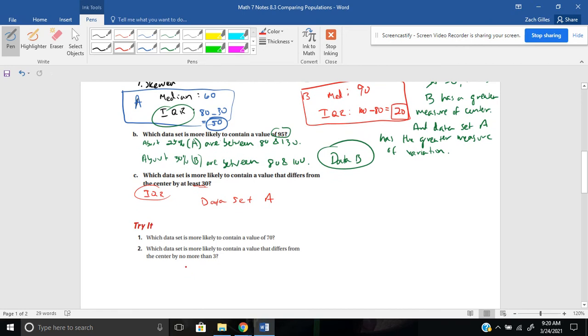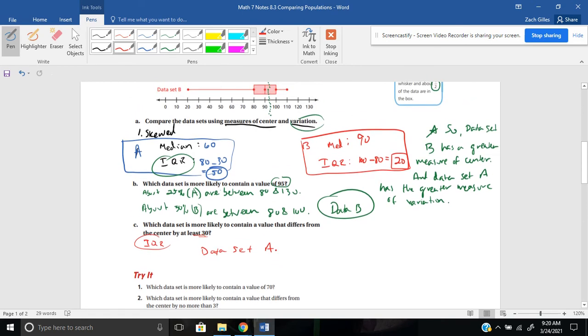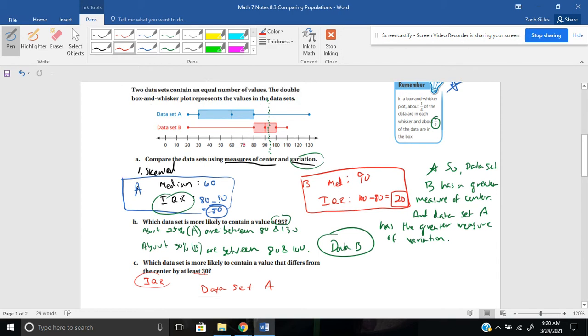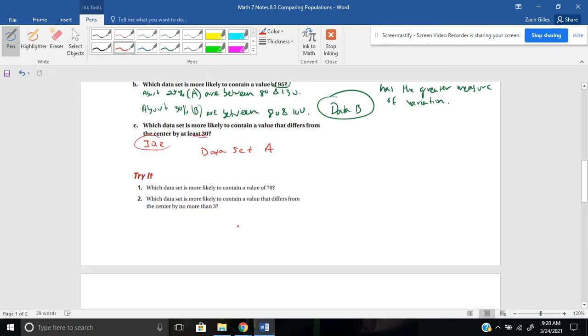Letter A says, which data set is more likely to contain a value of 70? All right. Well, you can see here for data set B, it's a whisker that's in the 70 point. That's only 25% of the data. But for data set A, the box is in that 70. So that would be 50% of the data. So that would definitely be data set A.